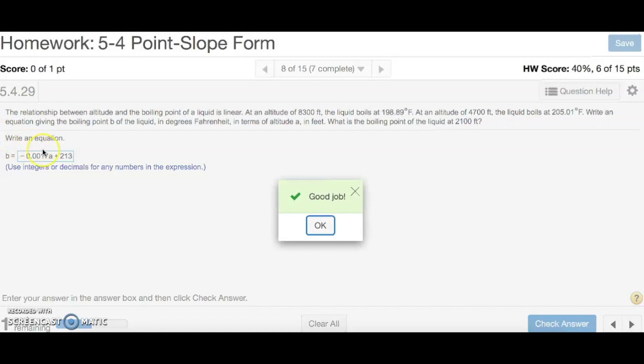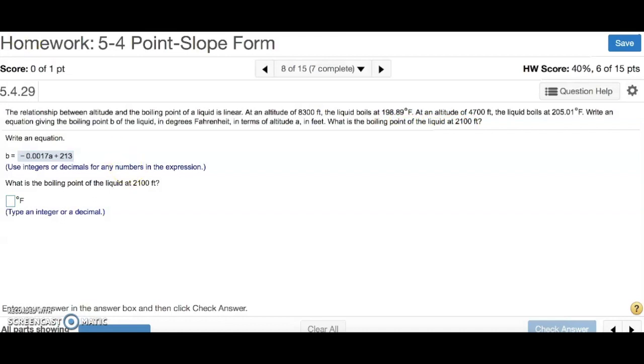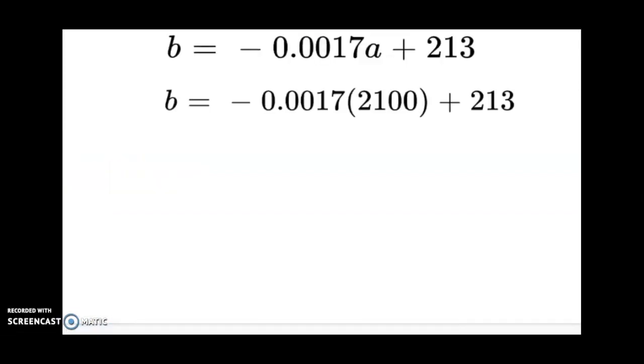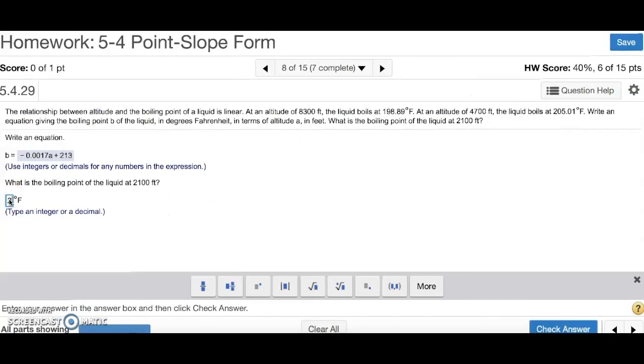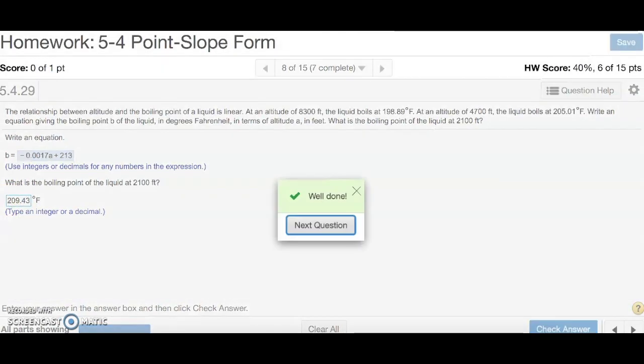Good, so now let's go ahead and find the boiling point at 2,100 feet. Substitute 2,100 in for A. I multiply and I get negative 3.57. I add that to 213 and I get 209.43 degrees. So let's type that in. Typing in 209.43. And that's number 8.